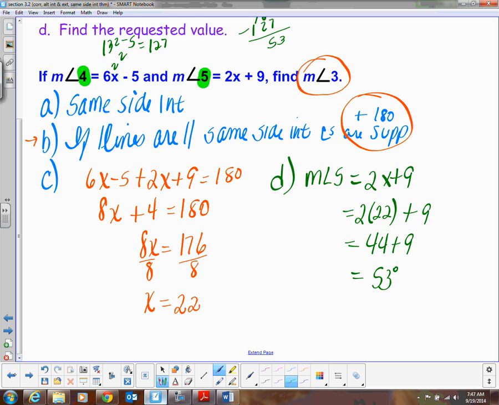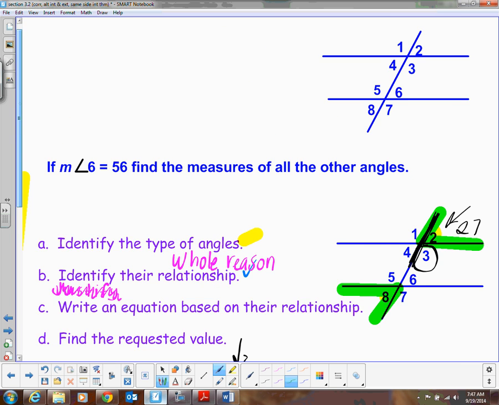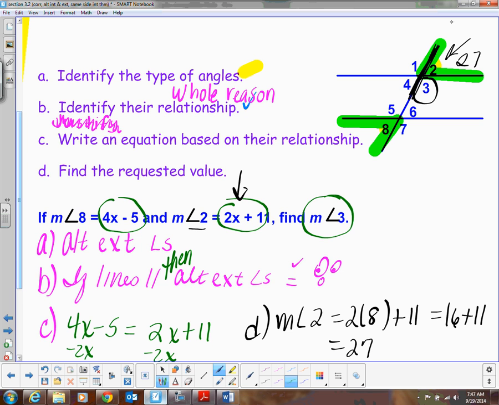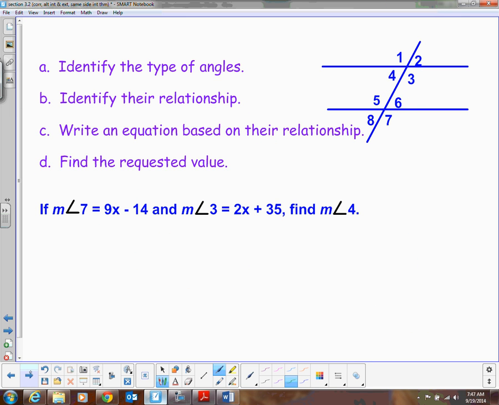Our last problem, 3 is not equal to 8. 3 is not equal to 2. So supplementary was our only option. We only had one way to go there. But usually you'll have more than one option. Okay, let's do another one.